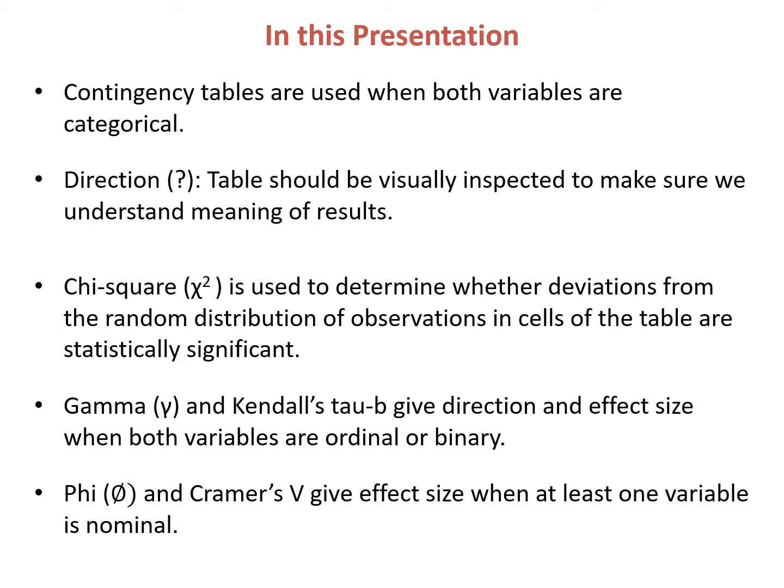Chi-square is used to tell us whether the deviations from a random distribution of observations in the cells of the table are statistically significant. We also have several measures of effect size, and which measures we use depends on the type of categorical data that we have. So if both variables are ordinal or binary, we might use a gamma or Kendall's tau b. If at least one of the variables is nominal, we would use phi or Cramer's V.